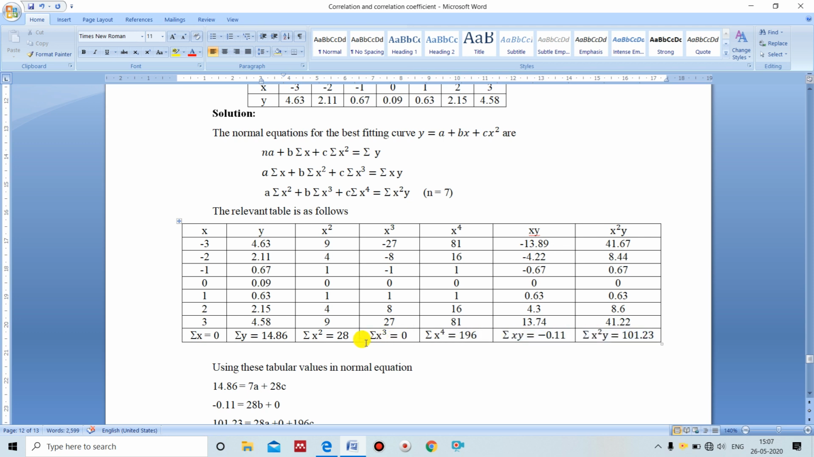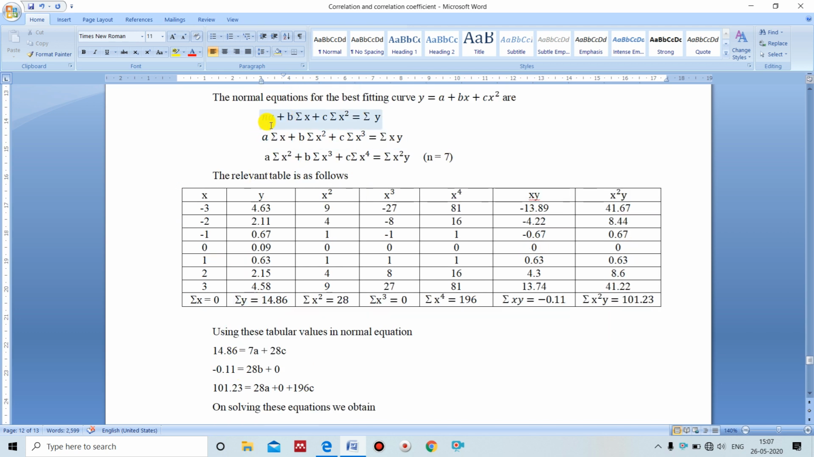So put all the summation values in the normal equations. We get n into a, so that is 7 into a. Summation of y is 14.86, so 14.86 equals 7 into a, plus b into summation of x. Summation of x is 0, so we have not written it here. Plus c into summation of x square, which is 28, so 28 into c. Next is summation of xy, which is minus 0.11, so minus 0.11 equals a into summation of x, which is 0 so we have not written it, plus b into summation of x square, 28 into b, plus c into summation of x cube, which is 0, so I have written 0.